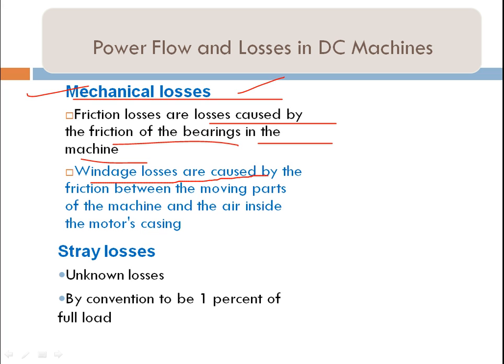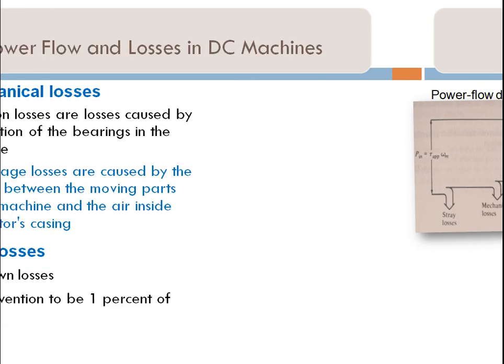Winding losses are caused by the friction between the moving parts and the air inside the motor. There will definitely be some friction, so there will be some losses also. Stray losses are unknown losses, you cannot find them out, but they are a minor quantity, by convention taken to be 1% of the full load.